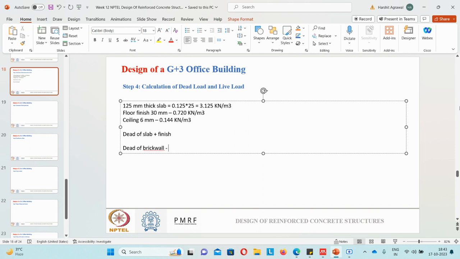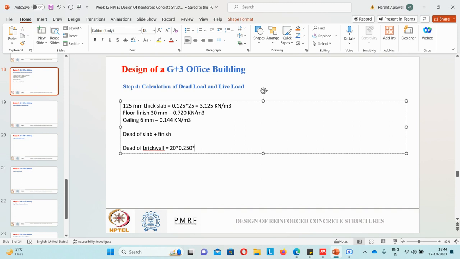Okay, so we know the unit weight, suppose it is 25 kilonewton per meter cube, or 20 kilonewton per meter cube. We know the thickness, 0.125 or 0.250, and we know the height of the brick wall, so we can calculate the dead load of the brick wall also. Suppose 20 is the unit weight, the thickness is 250 so 0.25, and the effective height, so you need to subtract the depth of the beam first.